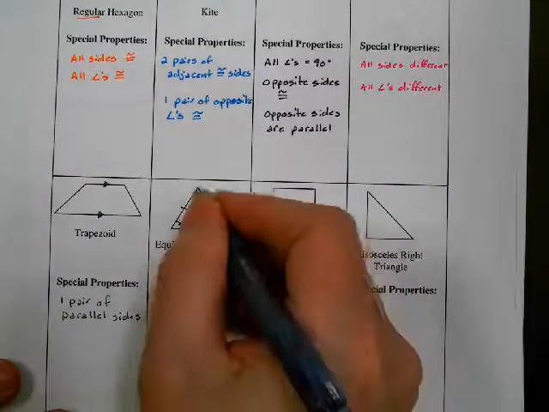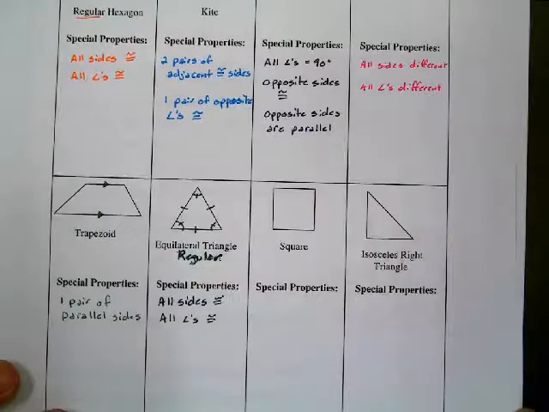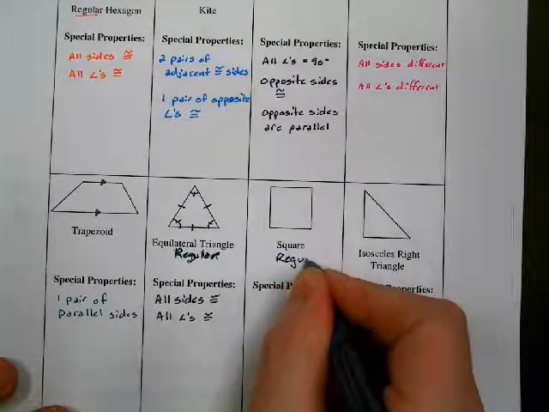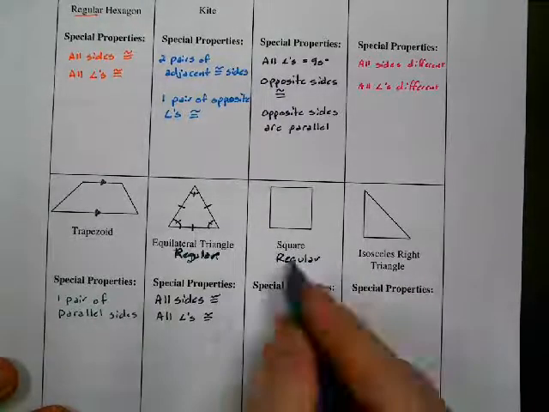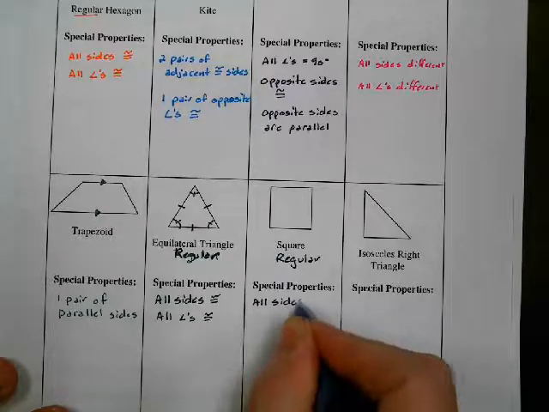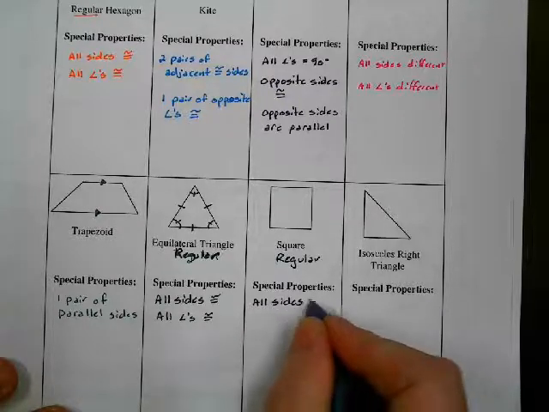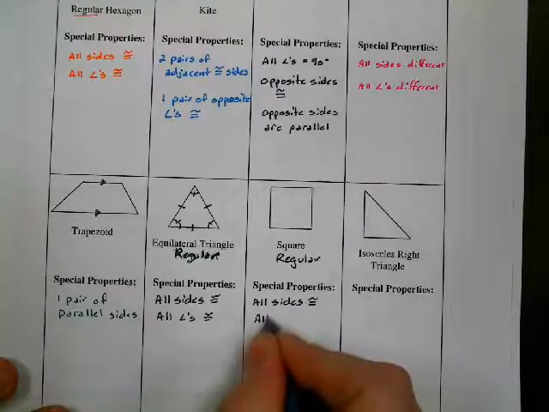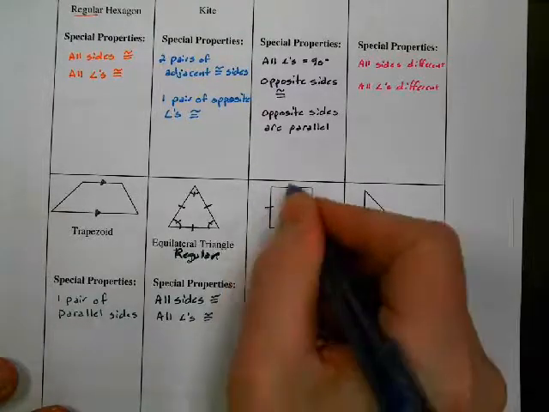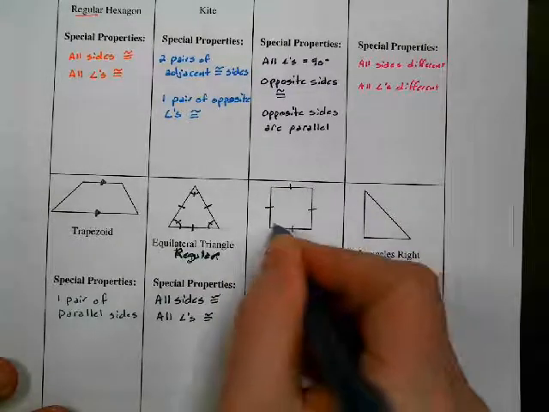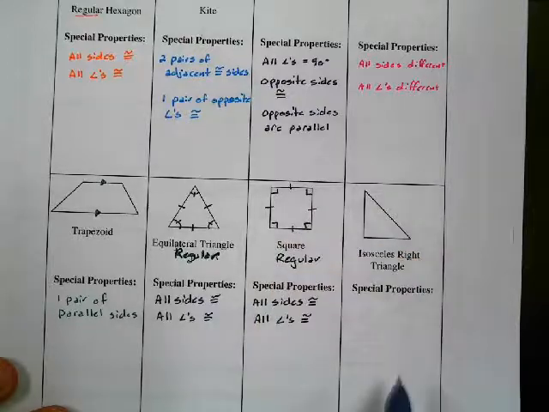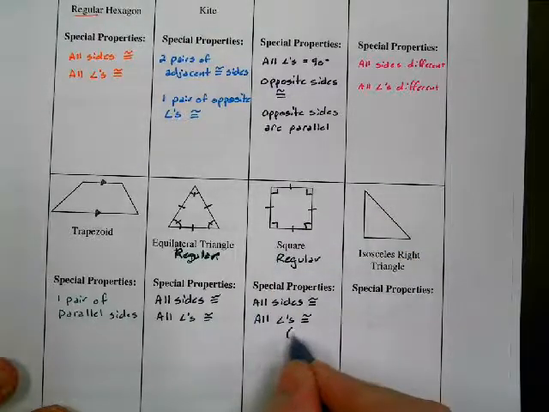A square is regular. It's a regular quadrilateral. All sides are congruent. And all angles are congruent. So all four of these sides are the same, and all of these angles are the same, which means they have to be 90 degrees. So all angles are congruent, and they're all right angles. They're all 90 degrees.